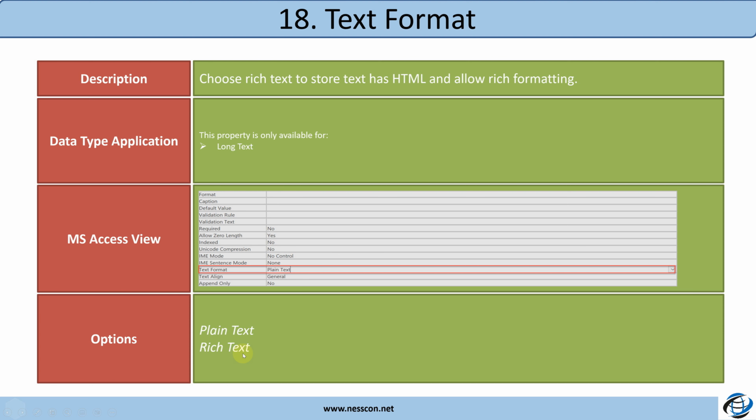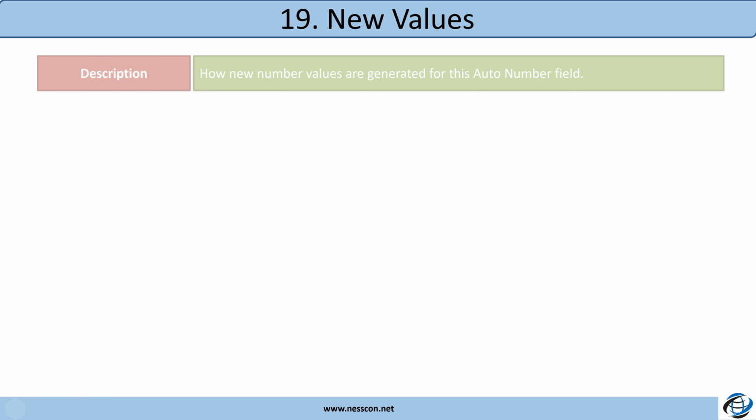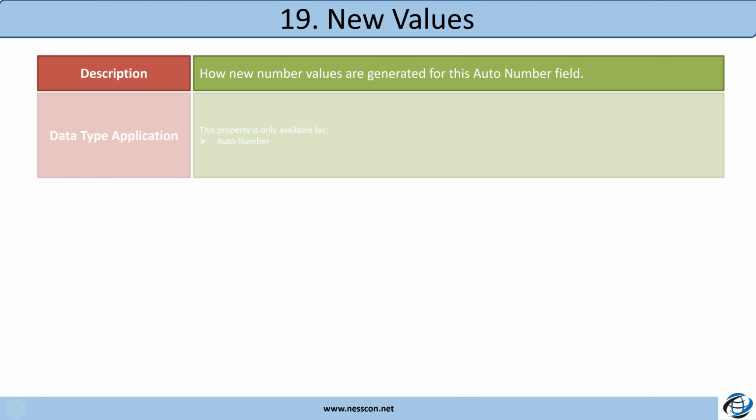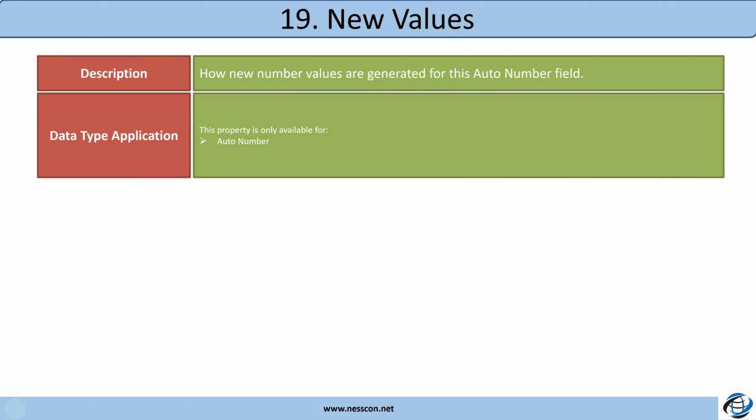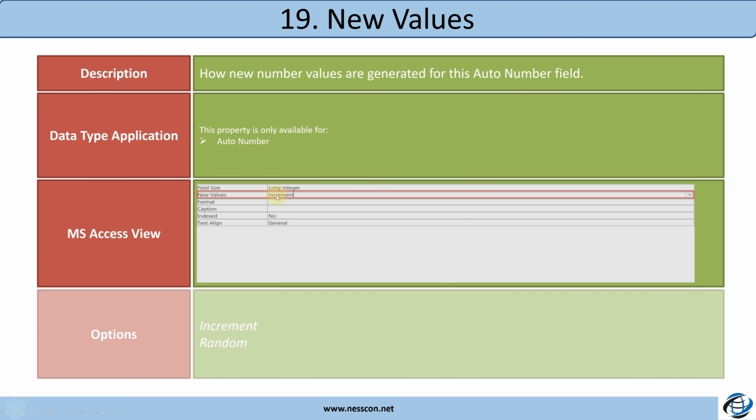The next property is new values. The description says how new number values are generated for this auto number field. And as description says, this property is only available for auto number data type. This is how it is, new values, and it is always increment as a default value, but we can have two options, increment or random. Let's go to MS Access and use this property.